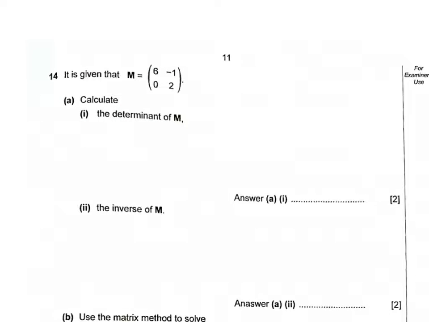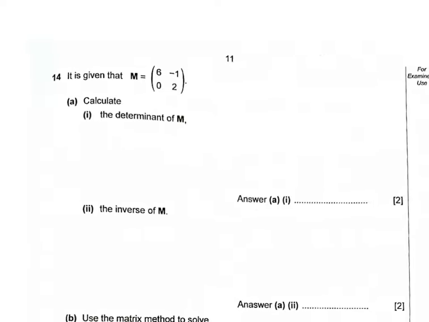Okay, we are given the matrix, so calculate the determinant of the matrix. Determinant means this times that minus this times that. Okay, so I have 6 times 2 minus 0 times negative 1, and that just gives me 12. So the determinant of M is 12.